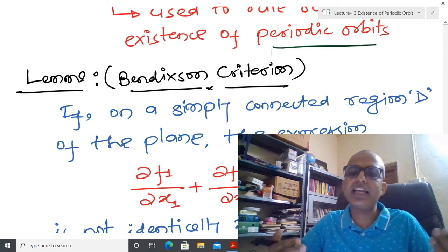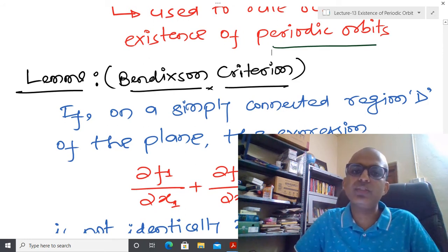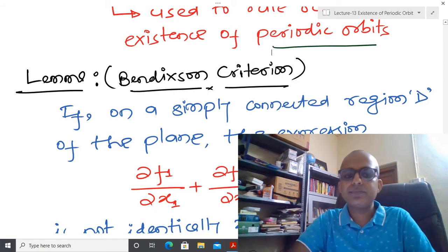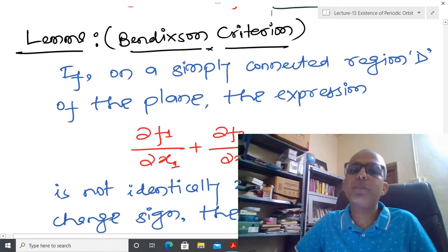This criteria is very simple, and most of the time we use it just to make sure that there does not exist a periodic orbit. So somehow I want to remove the risk of the limit cycle or periodic orbit.